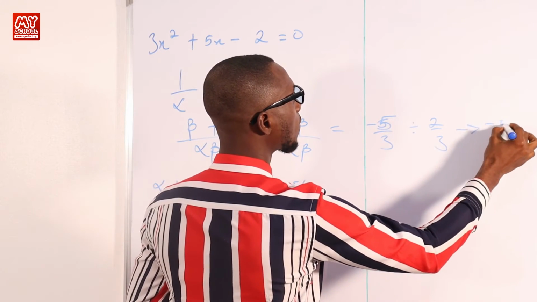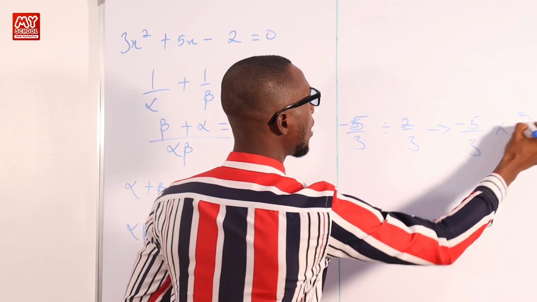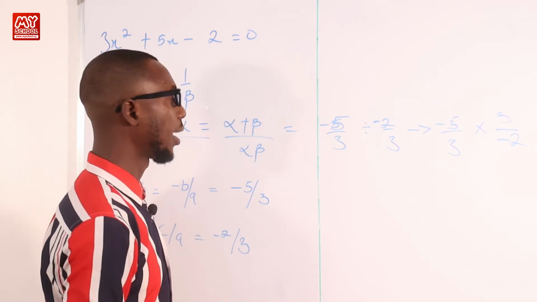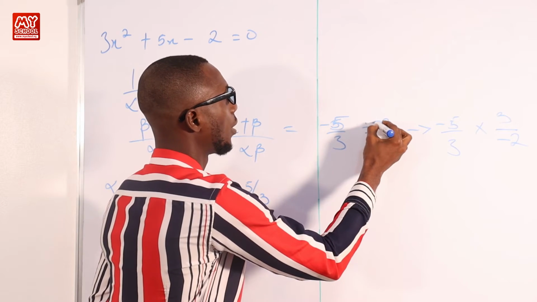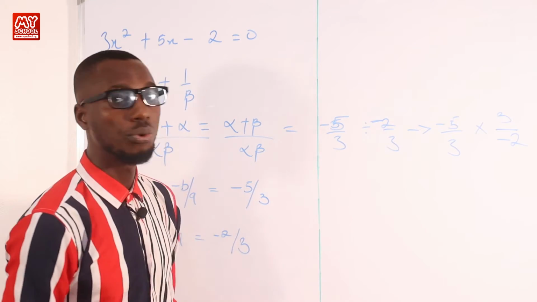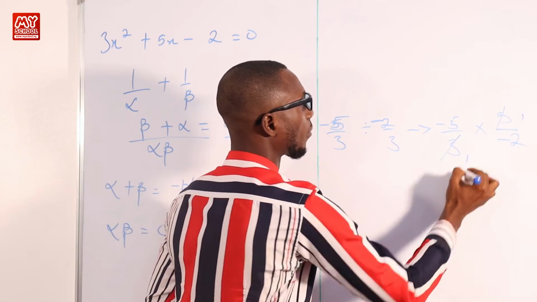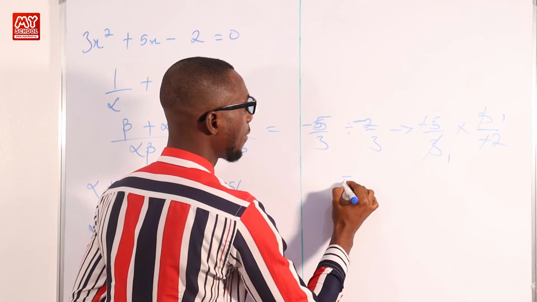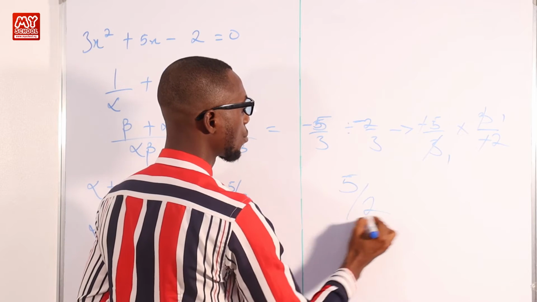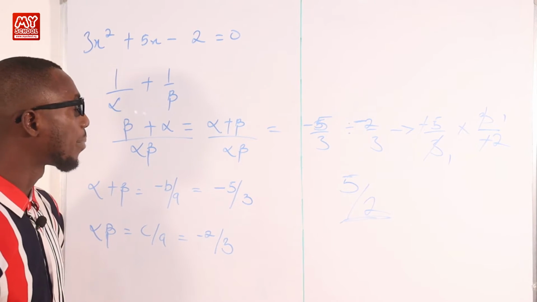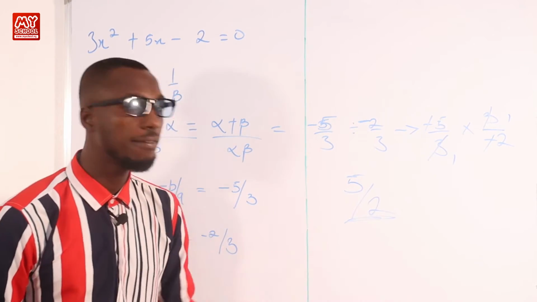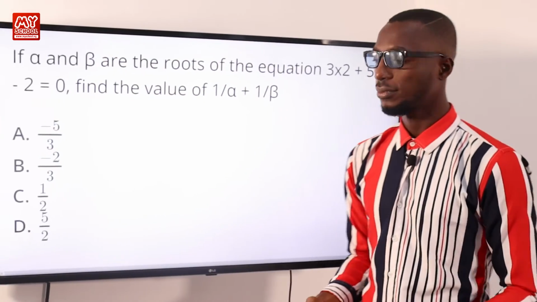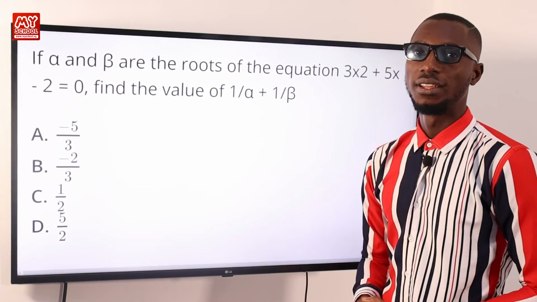So that implies minus 5 over 3 times 3 over minus 2. We should not neglect that minus 2, because we have it from here, so that we can have accuracy. So 3, 1, minus. What we would have left is 5 times 1, we have 5. 1 times 2, we have 2. So that implies that 1 over alpha plus 1 over beta gives us 5 over 2. So we just have to look through the options together and see which of them has 5 over 2. And that is option D.